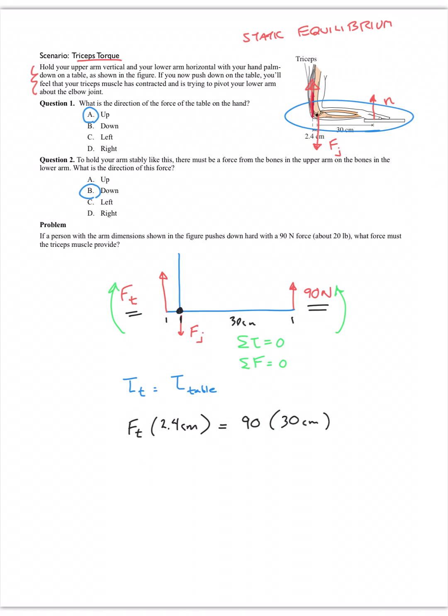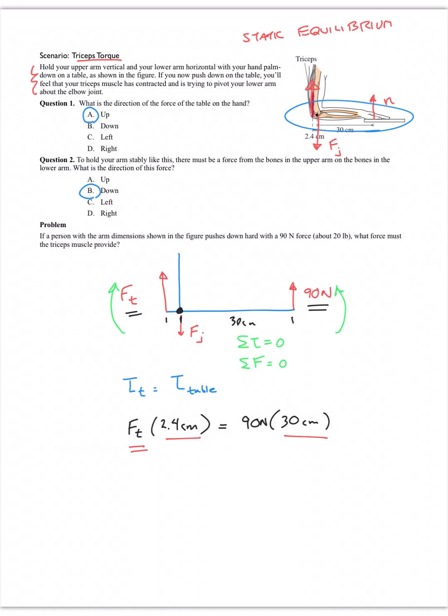And then I'm trying to solve for the force of the triceps. I can do that. Because on this other side, I got 90 newtons times 30 centimeters. Now notice this. I'm going to take that 30 centimeters and divide it by 2.4 centimeters. Since they're in the same units, everything balances. And so I can just not worry about converting the units. As long as the units are the same, everything's good.